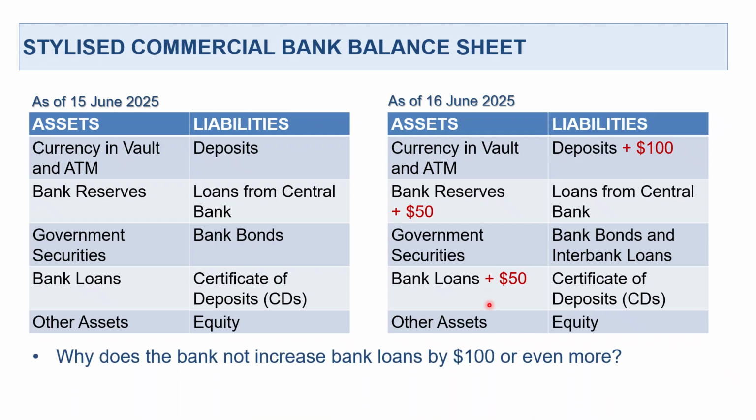So one may ask the question, why does the bank not increase bank loans by $100 or even more? Because typically when the bank reserves go up by $50, the commercial bank can lend a lot more, assuming that the cash reserve ratio is not 1-to-1. That is, if it has a cash reserve ratio of, let's say, 10 and $50 of bank reserves have increased, it can actually lend out $500. I'll get to that because that will come from the constraint whether the bank has enough capital.